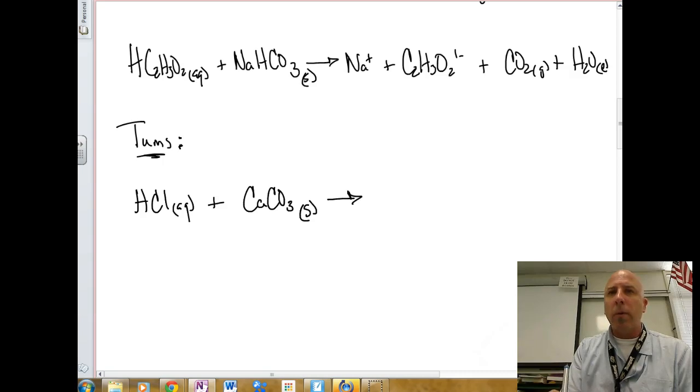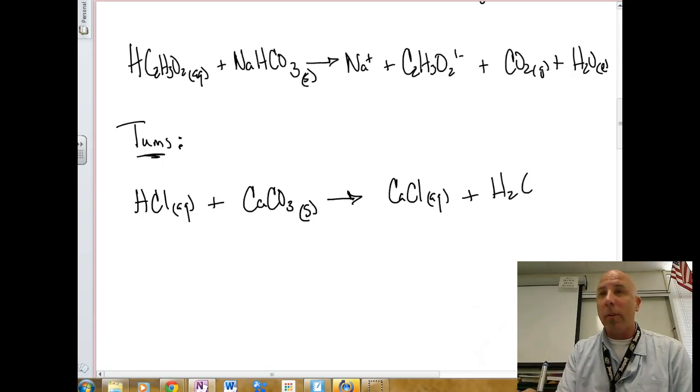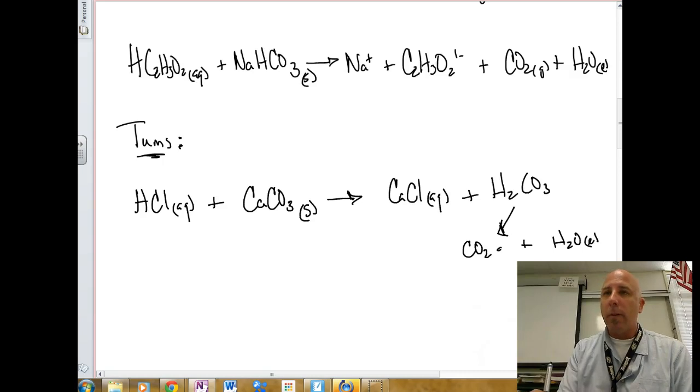And so when a person eats a tablet of Tums, what's going to happen is a double replacement reaction that occurs in your stomach. And so you're going to get calcium chloride in an aqueous solution, and you are also going to get carbonic acid, H2CO3, which we now know immediately decomposes into CO2 plus H2O. So CO2 gas, and that might make you burp a little bit, and water in your stomach.